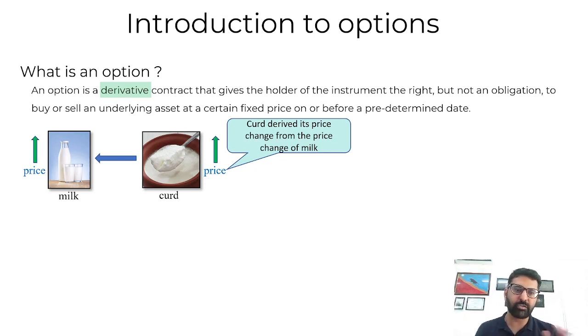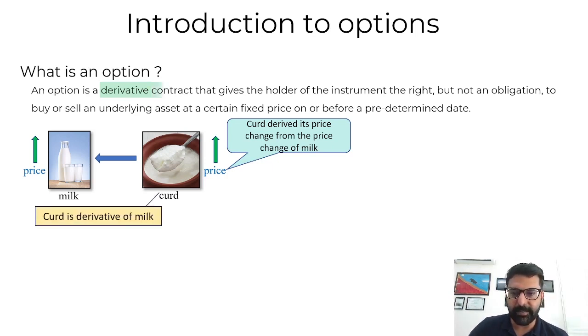So similarly, in the stock market, you might have a stock, let's say for example Tata Motors, which is, let's say, trading at 400, and then you have Tata Motors futures as well, right? So Tata Motors futures is a derivative whose underlying is Tata Motors, right? So the price of the futures will depend on the movement of the price of the underlying as well.